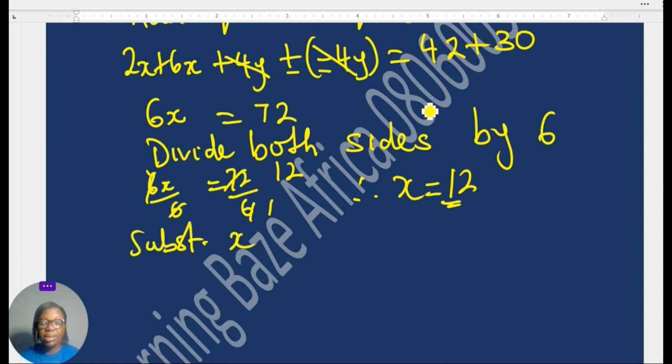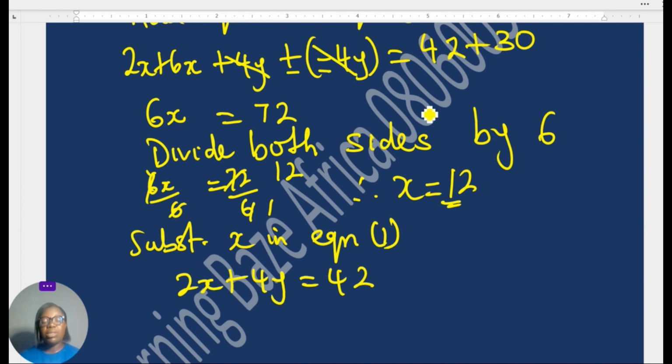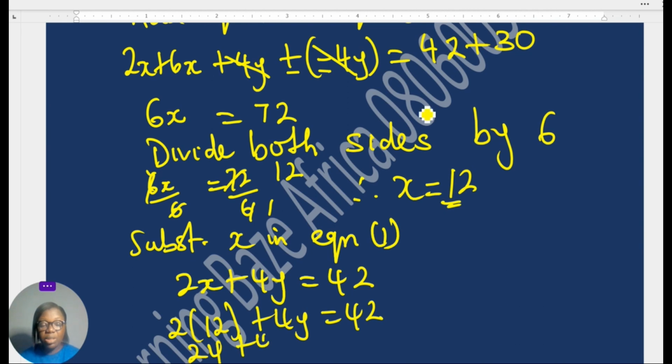Substitute x in equation 1: 2x plus 4y equals 42. Wherever we have x, you replace with 12. So that will be 2 into bracket 12 plus 4y equals 42. So 2 times 12 is 24. So that's 24 plus 4y equals 42.